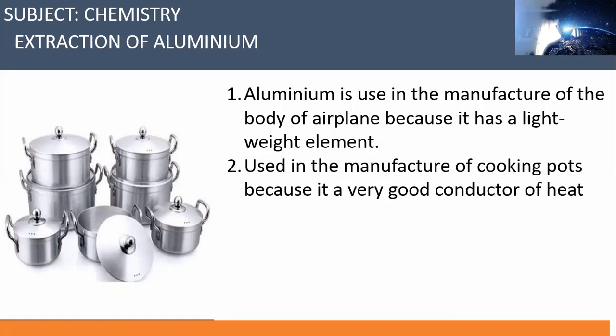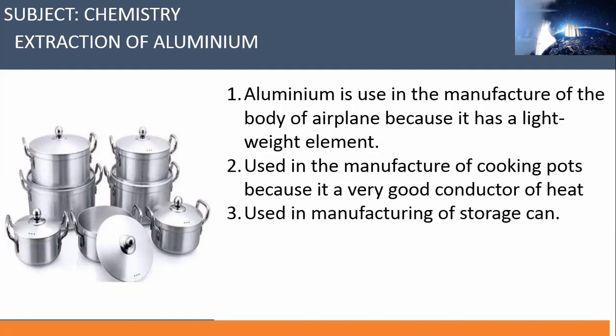The second use, as you can see in the diagram, is in the manufacture of cooking utensils, such as the pot itself, the cooking pot. The reason why aluminum is used for manufacturing of cooking utensils is because it is a very good conductor of heat. And then the third use of aluminum is in the manufacture of storage cans and tins.